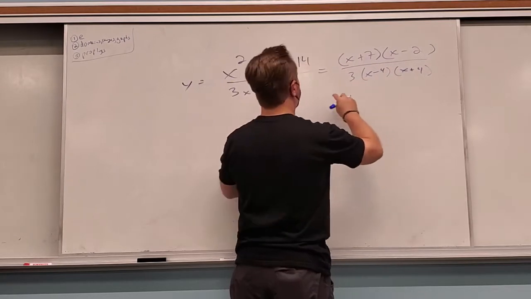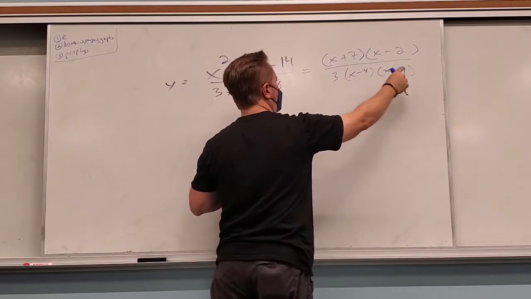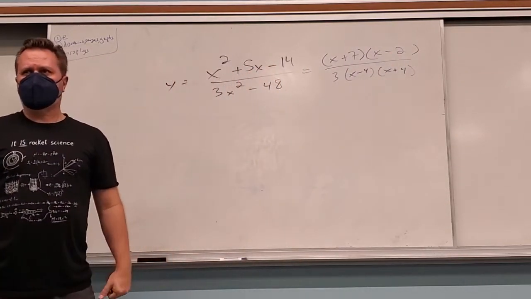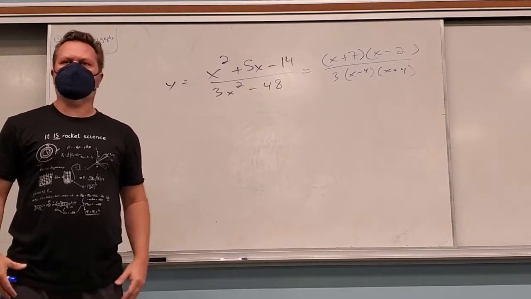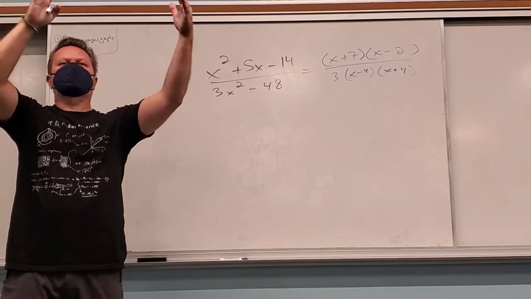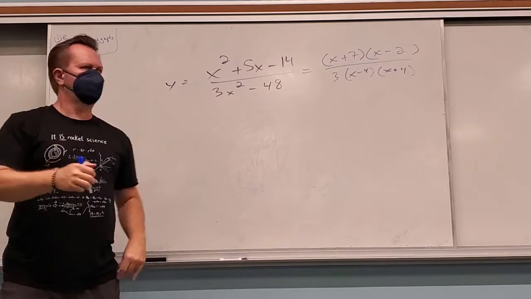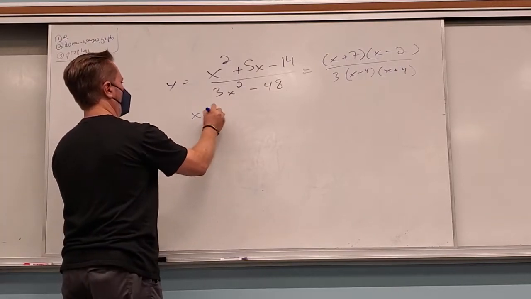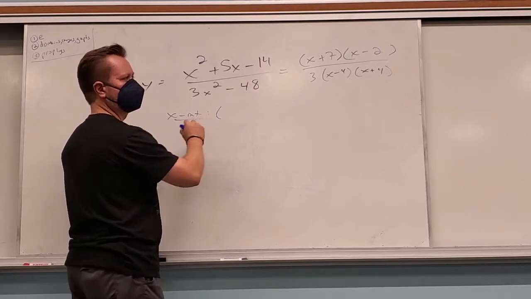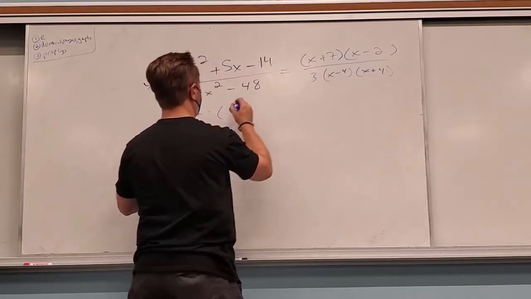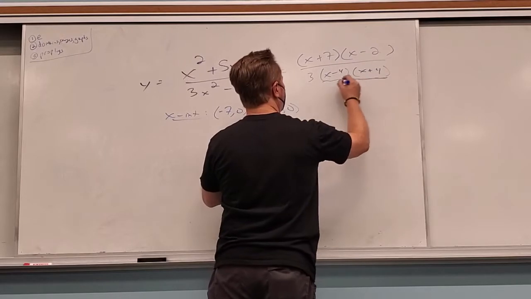Now, one mistake I saw was a few people were saying the x-intercepts were negative 7, 2, 4, and negative 4. That's a little too far. Only 2 of those make this 0. The other 2 make it undefined, right? So x-intercepts are the x values that make it 0. What are the only x values that actually make this 0? Yeah, negative 7 and 2.